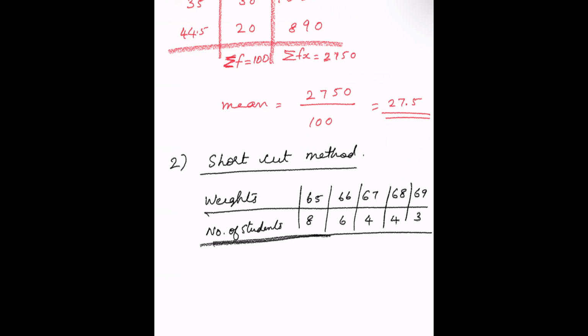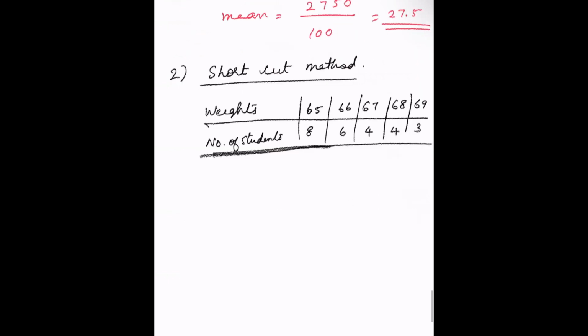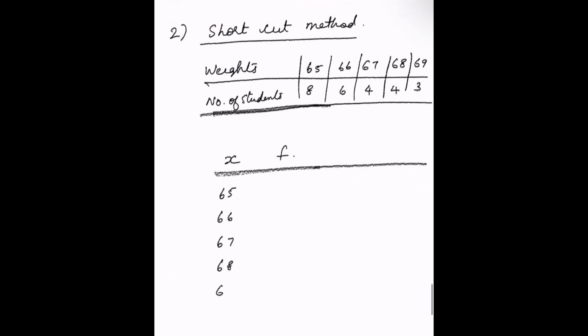Okay, so here what you do is, again, same thing. You have X and F that you have to represent. There is no way you will be exempted from that. X and F, you have to write. Here, let me write X: 65, 66, 67, 68, and 69. Now what is F? F is 8, 6, 4, 4, 3. Now this is little, 65 into 8, 66 into 6. It's a lot of multiplication coming in.